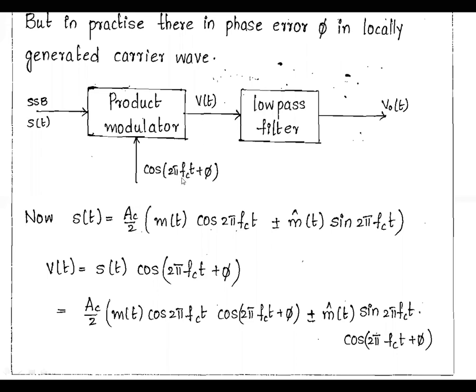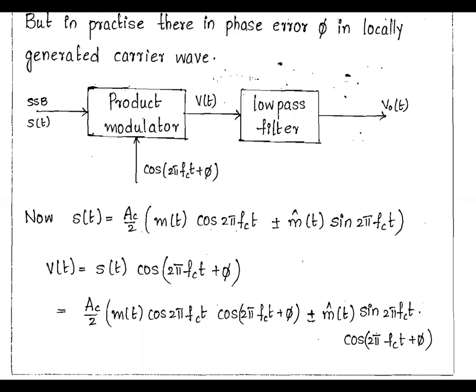This is cos 2 pi FC t. If the signal is cos 2 pi FC t plus phi, that plus phi is the phase deviation or phase difference. Such a signal is applied now. It is not coherent. If both signals have the same phase and same frequency, there is coherence. If the phase deviation occurs, signal distortion takes place. Or if frequency deviation occurs, the signal may be misinterpreted at the receiving end.